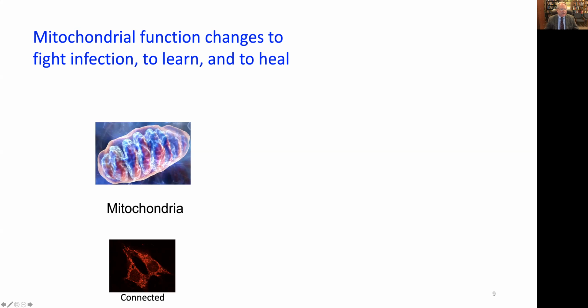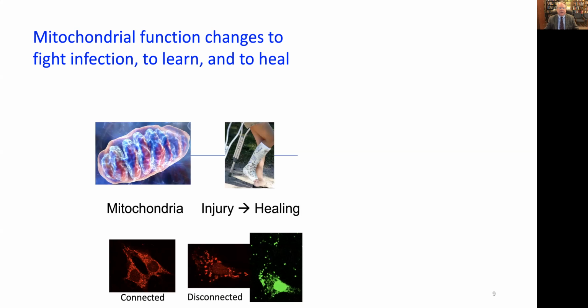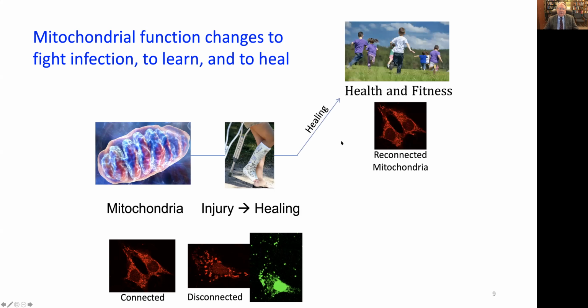And there's a network of connected mitochondria, stained red here, that is present in cells that are healthy. As soon as there is any kind of injury, the mitochondrial network fragments and there's a transformation to a different kind of mitochondria that is absolutely necessary to initiate the first stages of healing. But once those stages of healing are completed, the network is reconnected and health is restored.